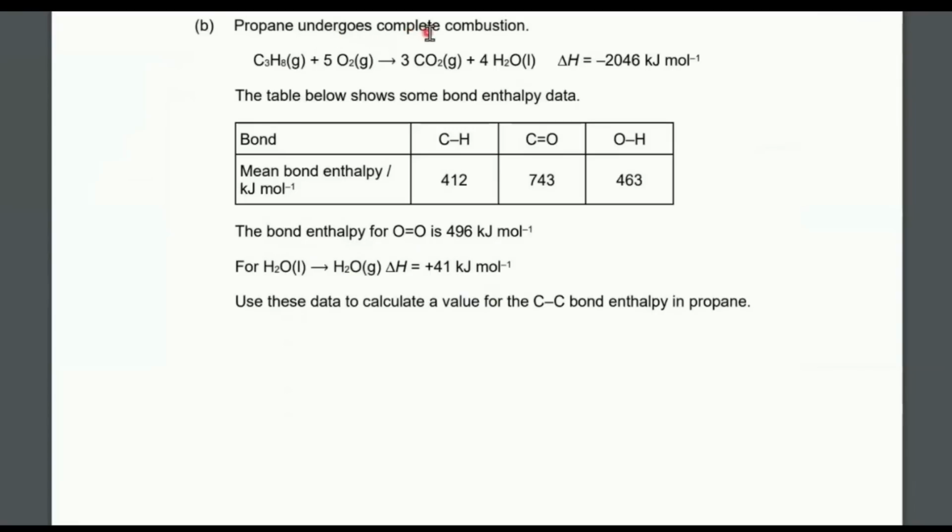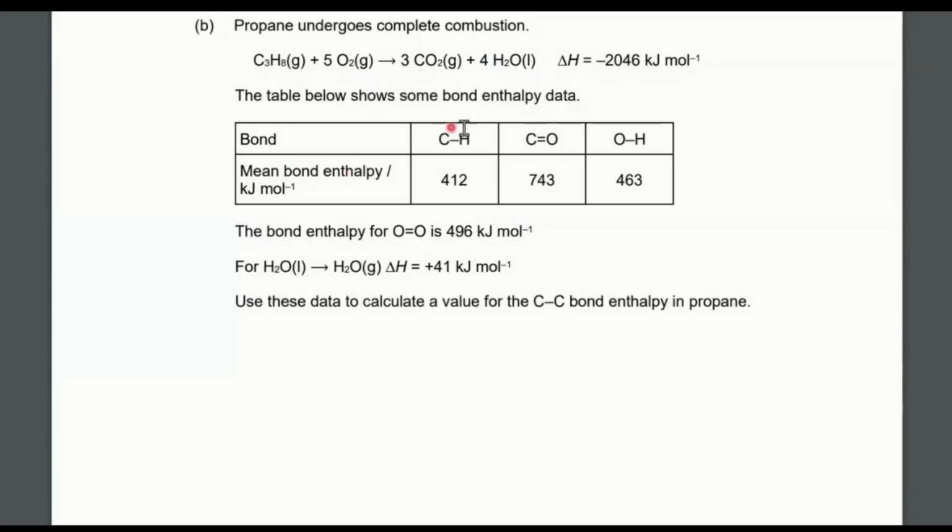Propane undergoes complete combustion. We've got 1 molecule of propane plus 5 oxygen molecules goes to 3 carbon dioxide molecules and 4 water molecules. The enthalpy change is minus 2046 kilojoule per mole. The table below shows some bond enthalpy data.